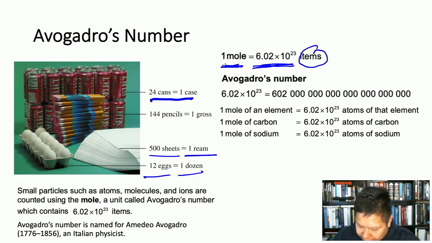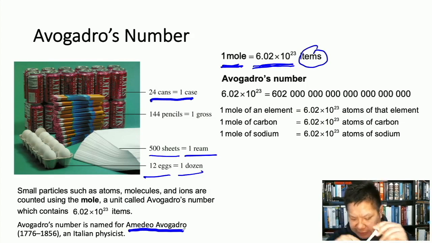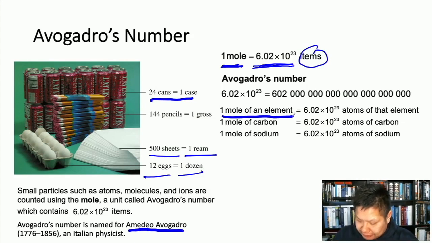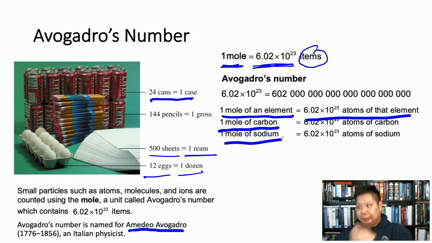Of course, just a little bit of history. Avogadro's number was named after, or was determined by, Amedeo Avogadro. He was an Italian physicist that lived from 1776 to 1856, and we'll be using the mole a lot in this class. So just make sure you pay attention to that and remember it. We're going to talk a lot about a mole of an element, right? So that means 6.02 times 10 to the 23rd atoms of that element, or a mole of carbon, or a mole of sodium. So we're going to be using moles a lot. This is one of those numbers that you're going to have to remember, right? So let's keep going.